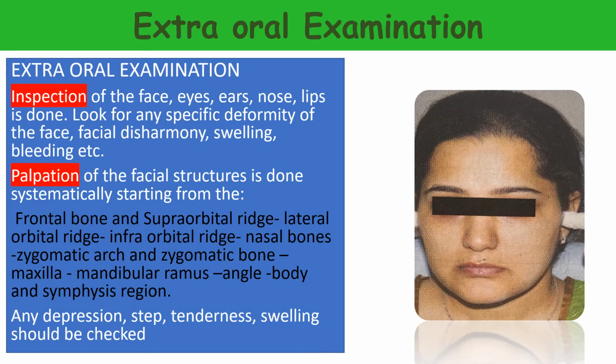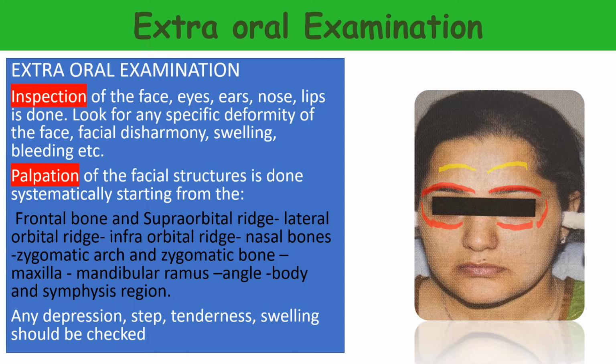Now you must observe this carefully. Look at the photograph which is given on the side. We begin by palpating the frontal bone and the supraorbital ridges like this. The palpation is done on both sides to compare the two sides, the abnormal and the normal side, followed by the lateral orbital margins and then the infraorbital ridges.